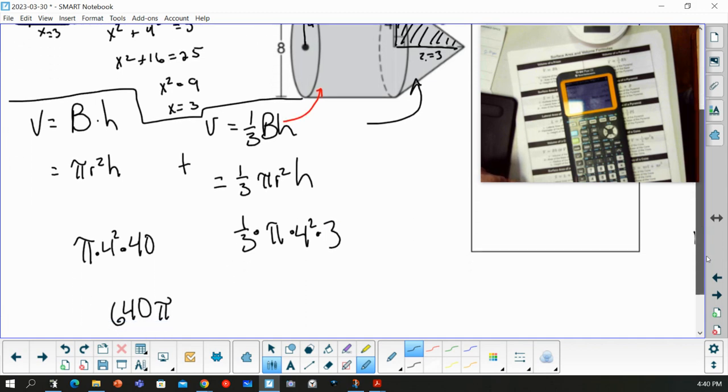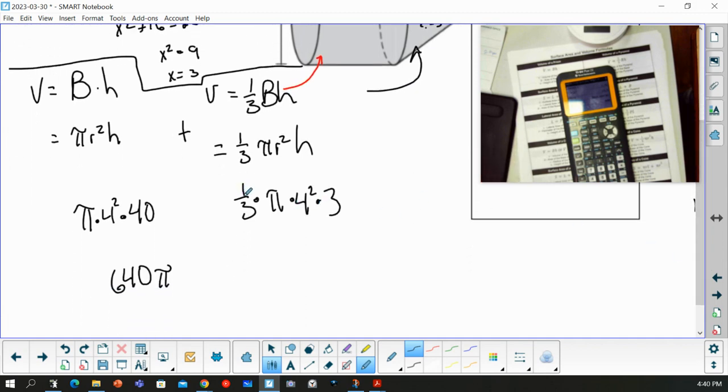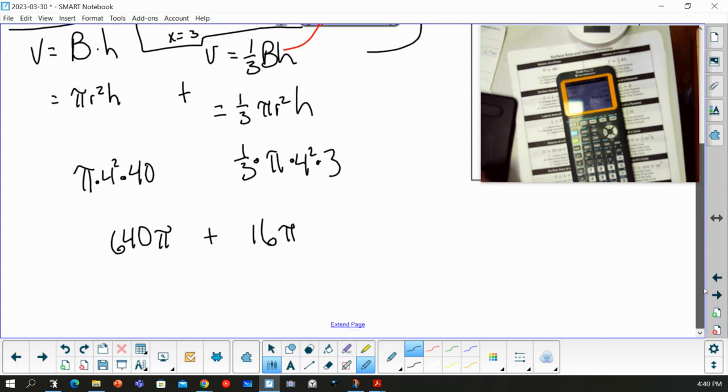Ooh, that was a lot just to find a 3. Okay, so 1/3 times pi times 4 squared times 3. I'm going to multiply the 1/3 times the 4 squared times the 3 and leave the pi as a pi for a minute. I get 16 pi. The reason I left these as pi is for this moment right now, because now I can add these two together. 640 plus 16 is 656 pi.